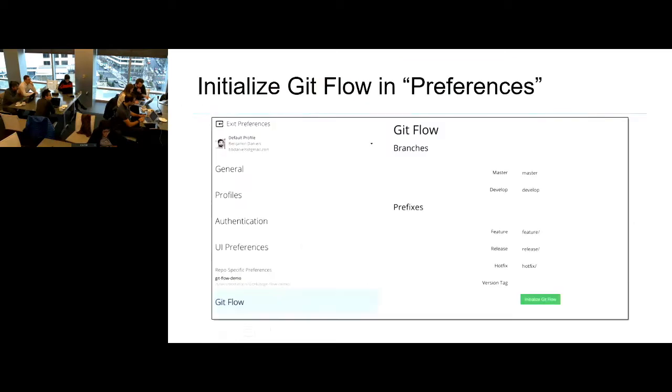Preferences is in the file menu on Windows, and it's in the GitKraken menu on Mac at the very top of your screen typically. There'll be your profile stuff, authentication stuff, which you may need if you put security controls on your GitHub, blah, blah, blah. Some preferences about if you want the dark screen or the white screen. And at the bottom, repo-specific preferences for, this is the GitFlow demo repo, and you turn on GitFlow.